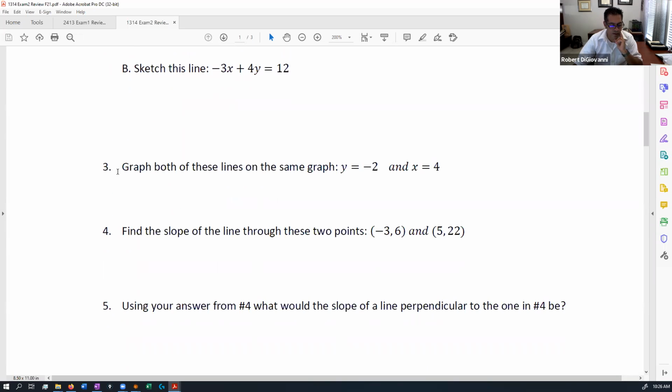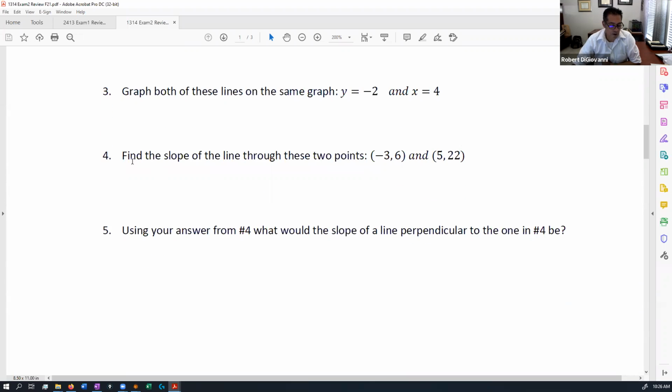Okay. Number 3, graph both of these lines on the same graph. y equals -2 and x is 4. Someone want to help us out here and tell us what we're looking at here? What is this? Yeah, slope, we have vertical and horizontal lines here. Because it's y equals a number, there's no x's in the first equation, then x equals a number, which means there's no y's in the equation. So these are vertical and horizontal lines. I'm not going to tell you which is which. Go back and review if you need to. So I just want you to graph both of those together on the same graph.